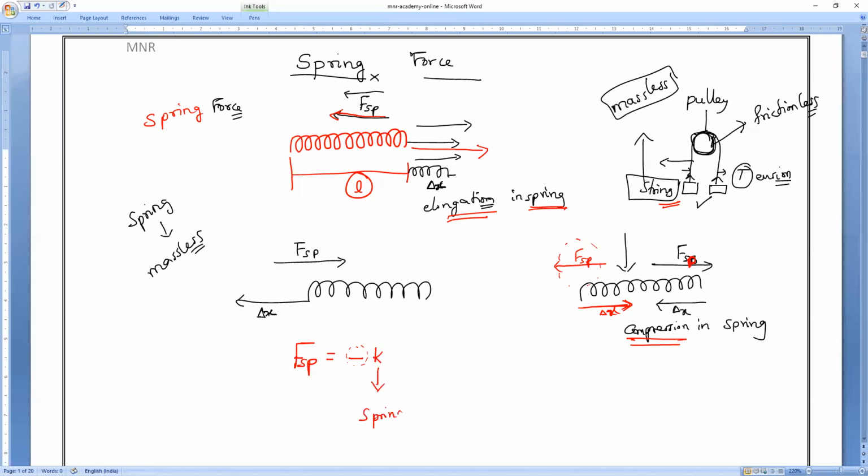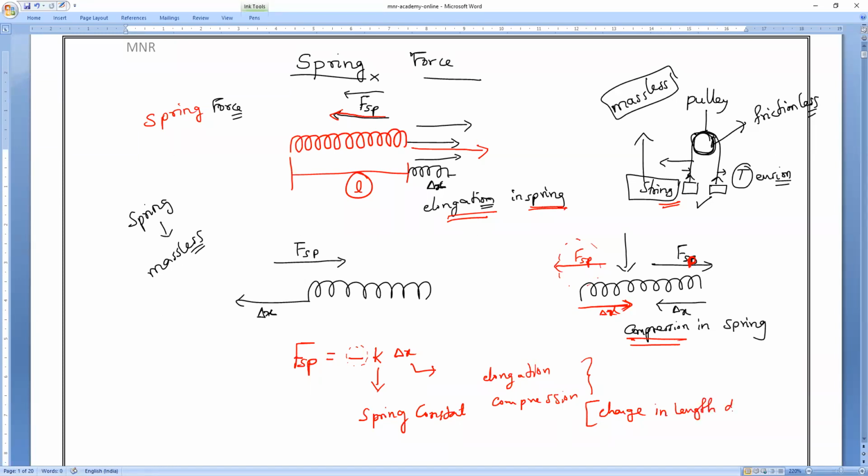What is K called, everybody? K is called the spring constant, and delta X. What is delta X? Either elongation or compression. That is what we say: change in length of a spring. Elongation or compression, both are actually delta X, which means change in what?